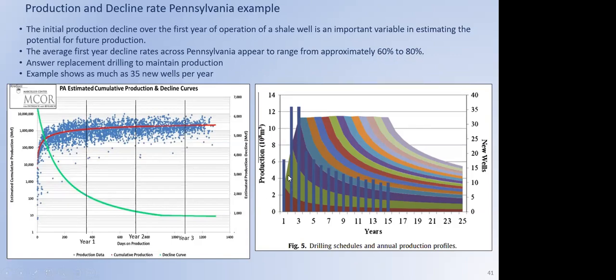Now, the way to deal with that is to keep on drilling. So you just drill one well after the other to maintain your plateau of production. In this case, you can see over here the number of new wells. And here's just an example of as many as 35 wells going down per year to keep making up and adding new well profiles.